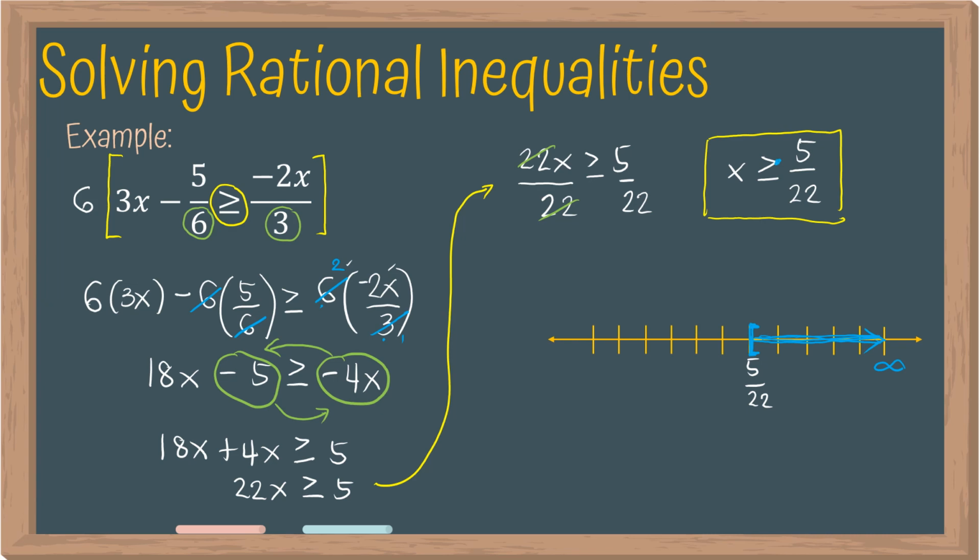Okay? So, other ways of writing our solution for this one will be using an interval set notation, such as this one. So, this is read as x, such that x is greater than or equal to 5 over 22, or an interval notation using the bracket and the parentheses. So, that will be our solution for this given rational inequality.